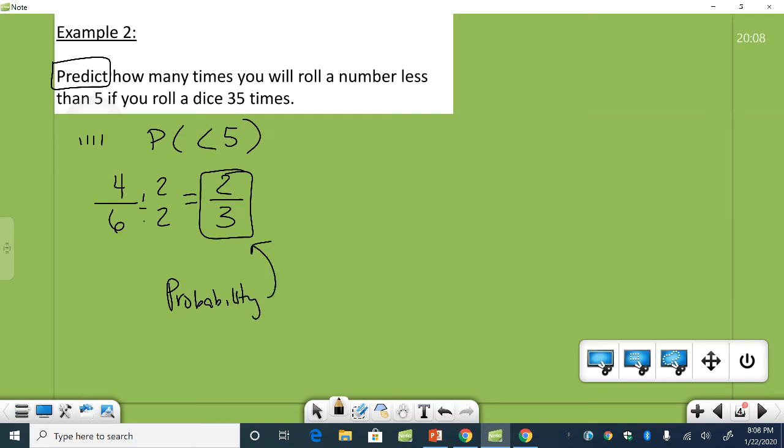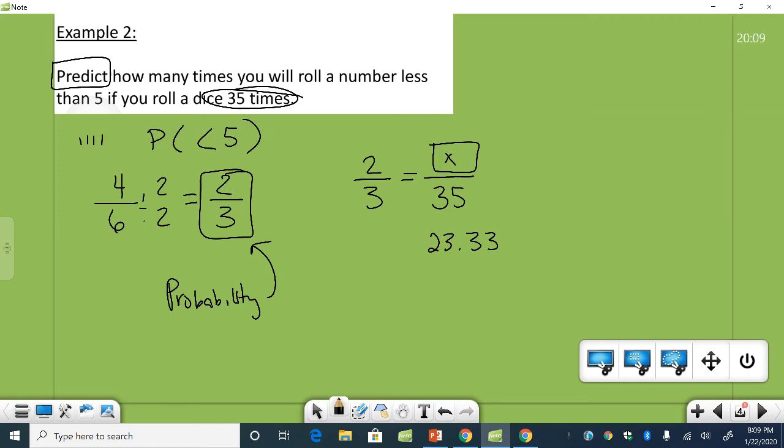So now I take my probability, 2/3, and I've got to make it equal to a proportion. I want to find out how often this will happen if I do it 35 times. We're just predicting. We're not saying it's exactly going to happen that way, but we're looking for x. 35 times 2 is 70. 70 divided by 3 gives you 23 point something.